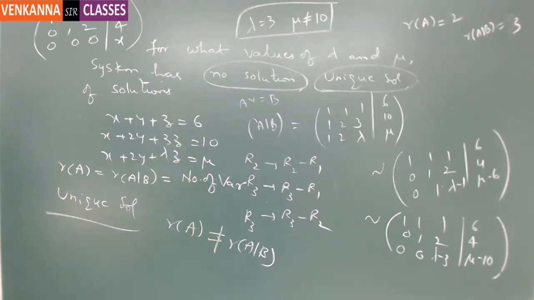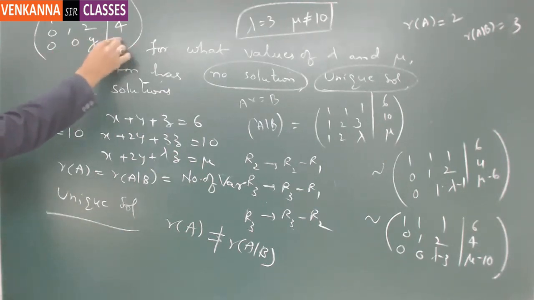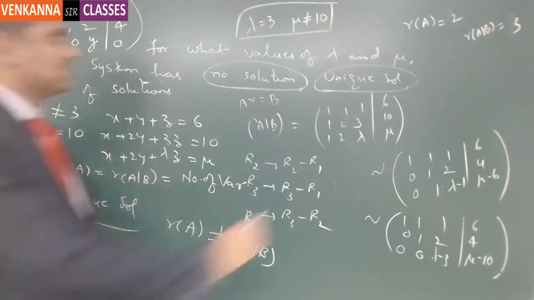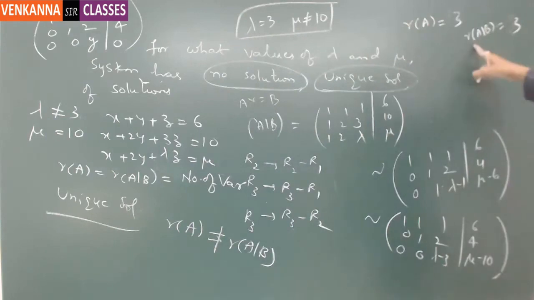Fine. And coming to the opposite possible case, if you say that lambda is not equal to 3 and mu is equal to 10, then what happens? Is that your question? Since lambda is not equal to 3, you will get some number here and this will be 0. Agreed? Yes or no? So here rank of A is 3. Rank of A by B is also 3.